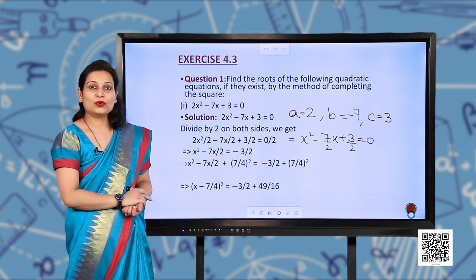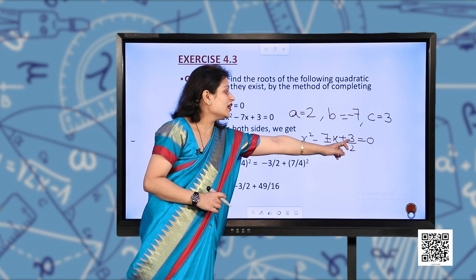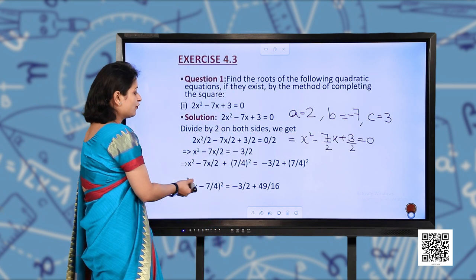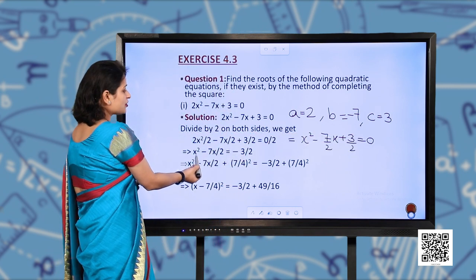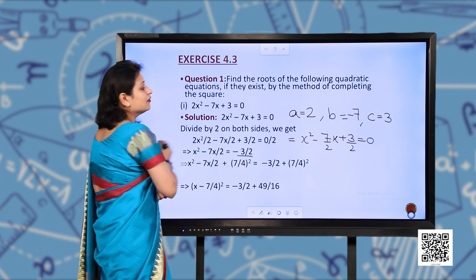Now, what we have to do? We have to transpose c, which is 3 by 2, to the right hand side of the equation. So, what will you get? x square minus 7x by 2 equals minus 3 by 2.